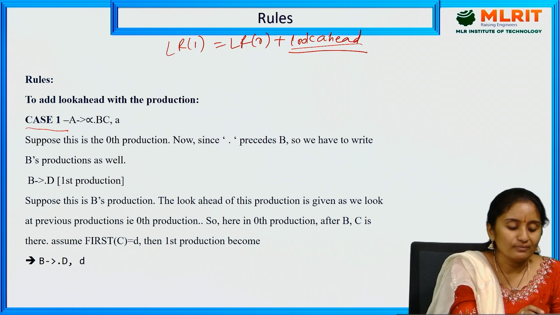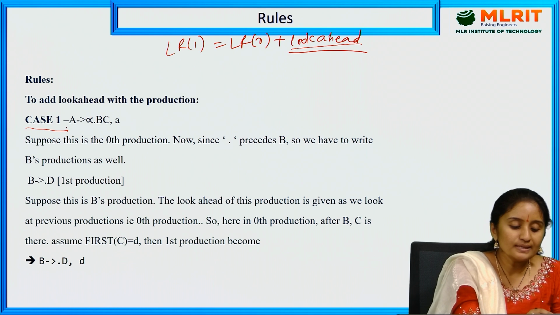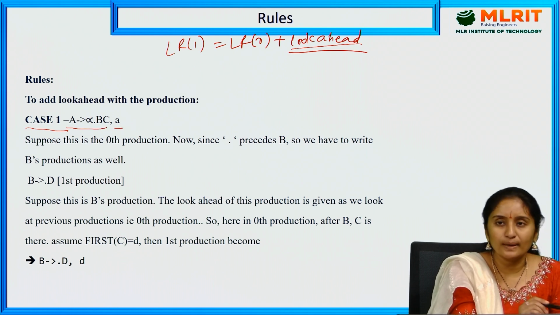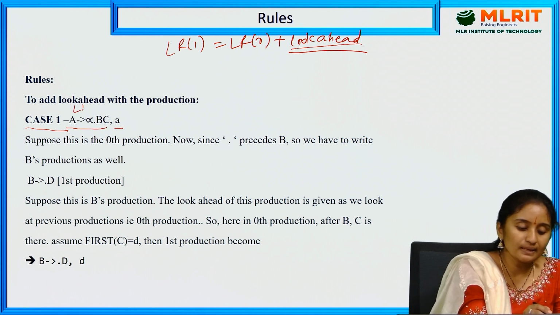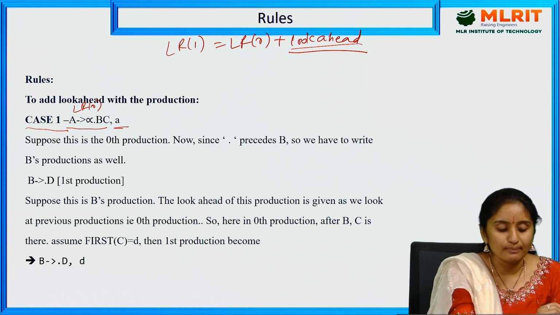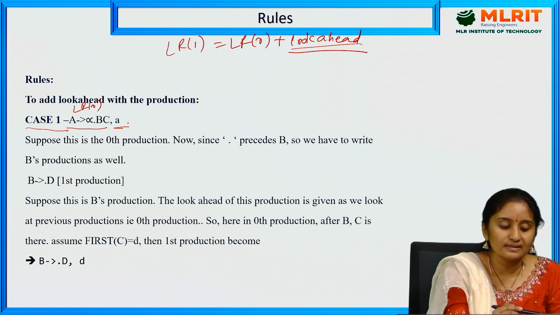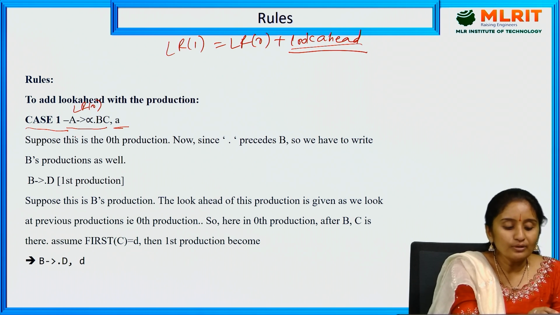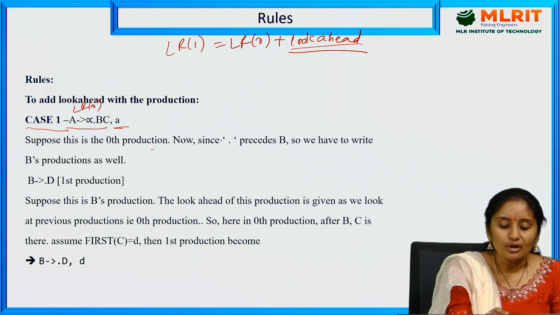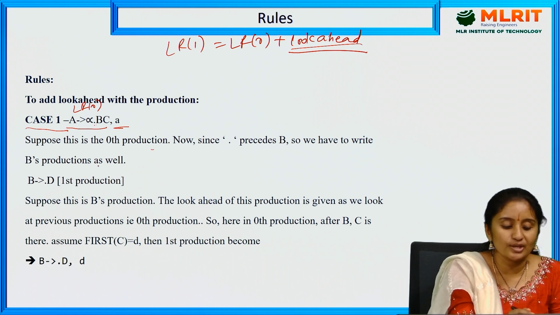The first case: A tends to alpha dot BC, comma a. So this is my production and this is my lookahead. This is nothing but LR(0), and this is nothing but my lookahead symbol. Suppose if you have this type of production in your example, suppose this is the 0th production. Now since dot precedes B, we have to write B's production as well.